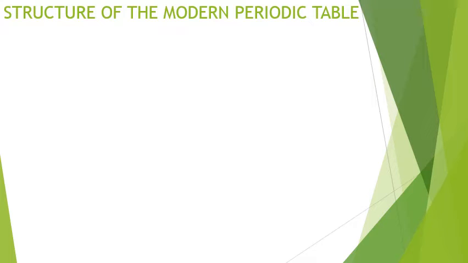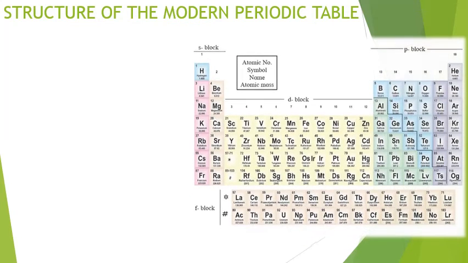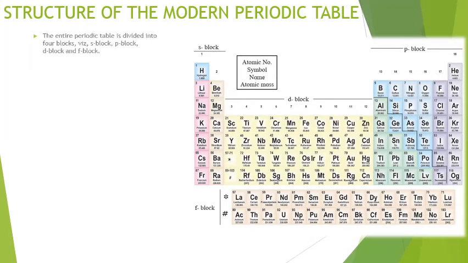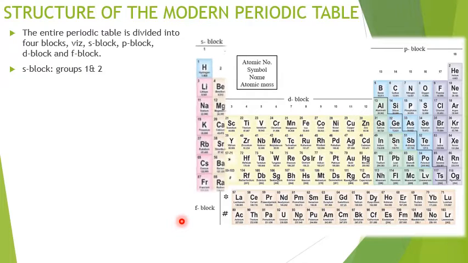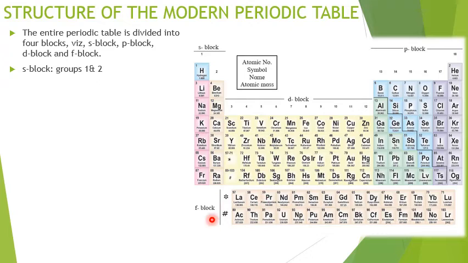Structure of the modern periodic table based on the blocks. There are 4 blocks. The entire periodic table is divided into 4 blocks: S block, P block, D block, and F block. These are the 4 blocks in which the periodic table can be classified. S block is groups 1 and 2. Then the second one is P block, groups 13 to 18.